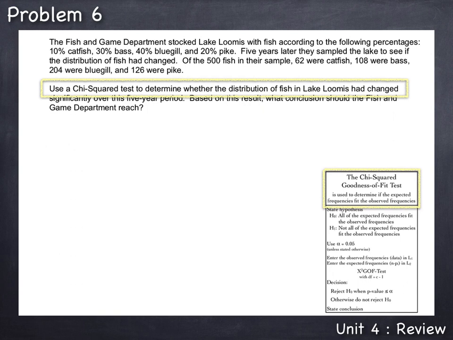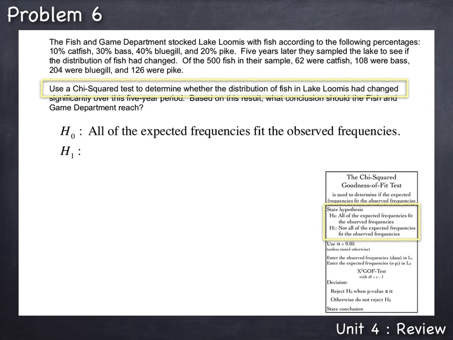So in order to conduct a chi-square goodness of fit test, we need to go through our 5-step hypothesis test procedure. The first step in any hypothesis test procedure is to state the hypotheses. We label the null hypothesis H0 and the alternative H1. And in the chi-square goodness of fit test, the null hypothesis, H0, is always the same. It's that all of the expected frequencies fit the observed frequencies.